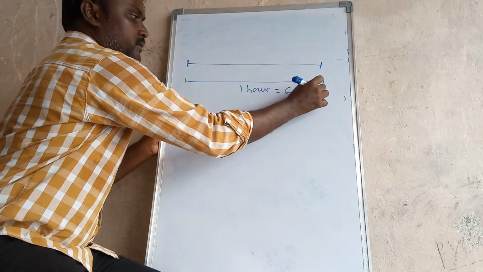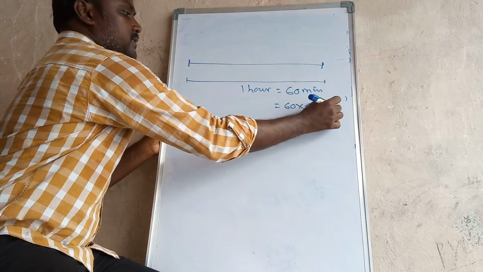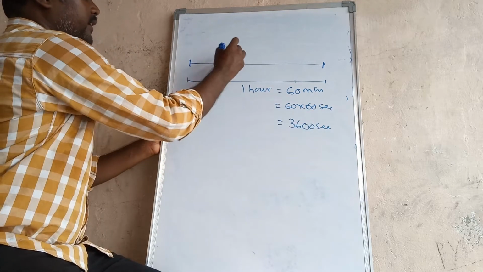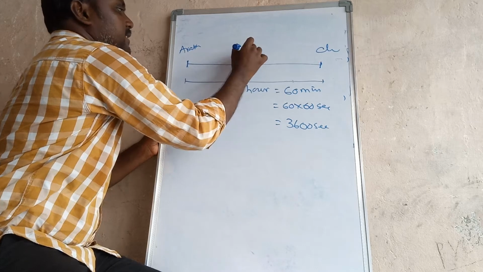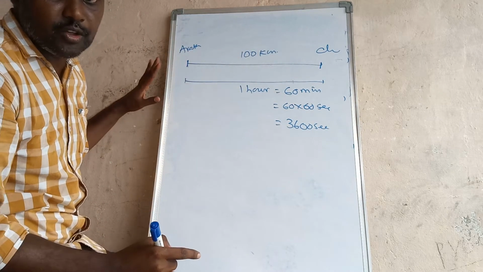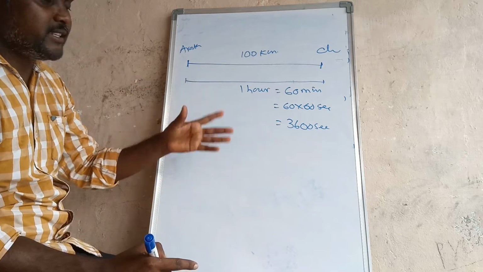Convert into seconds. 1 minute is 60 seconds. This is 3600 seconds. And from Arakonam to Chennai, let us say this is 100 kilometer. For example, I am saying here it is 100 kilometer. I had not measured actually. It's like 80 or 90 or something. For the sake of easier calculation, here I am taking this as 100 kilometer.